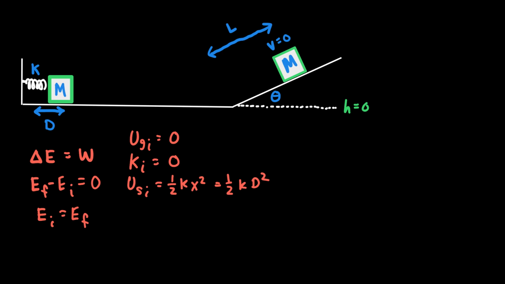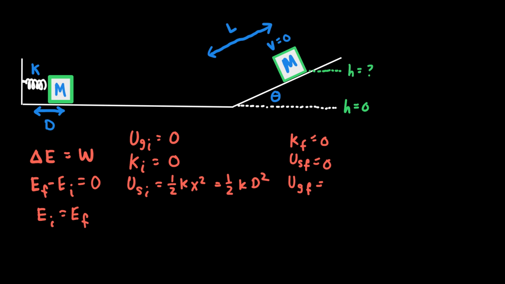For the final energy, the kinetic energy is 0. So K final is equal to 0. The elastic potential energy is also 0 because the spring is not compressed anymore. The box is all the way on the right. But the gravitational potential energy is not equal to 0 because now the box is at some height, up here. And so we need to figure out what that height is.